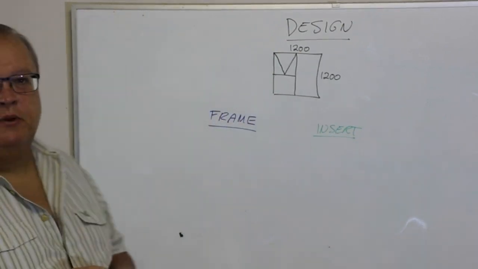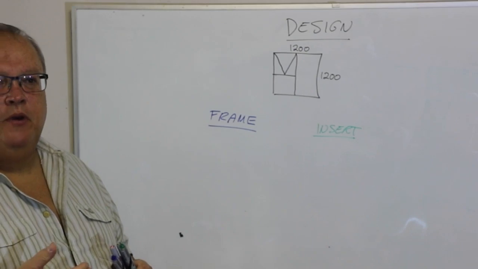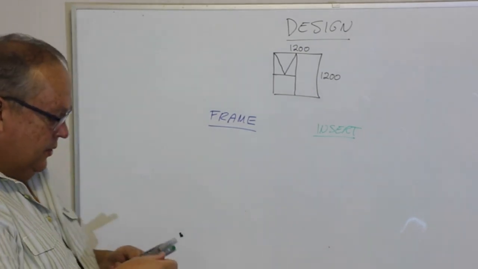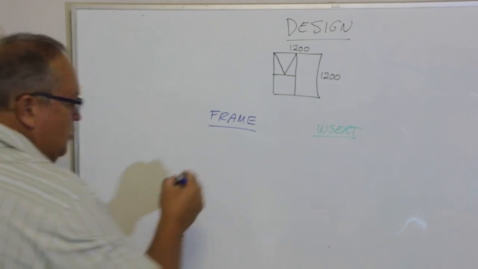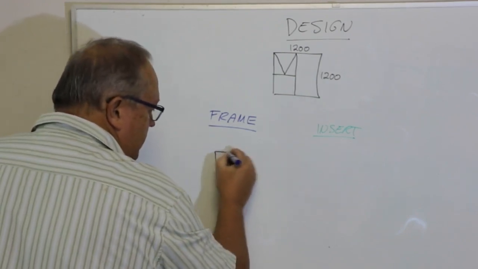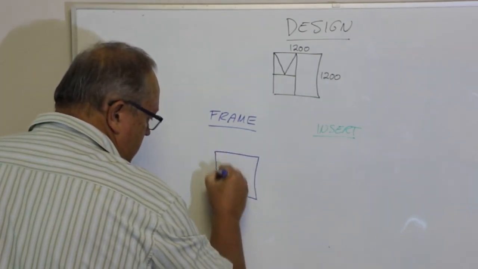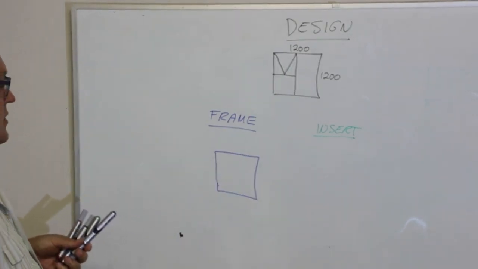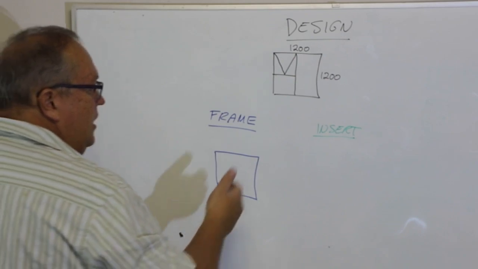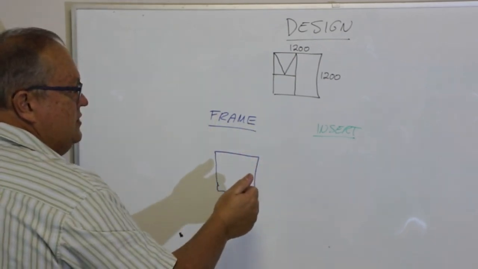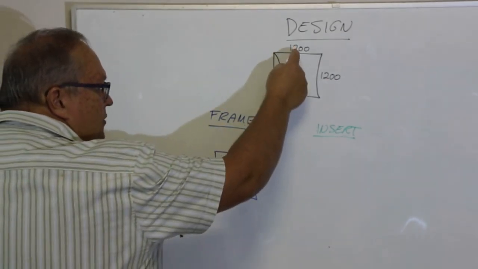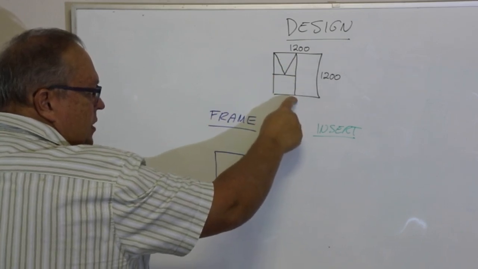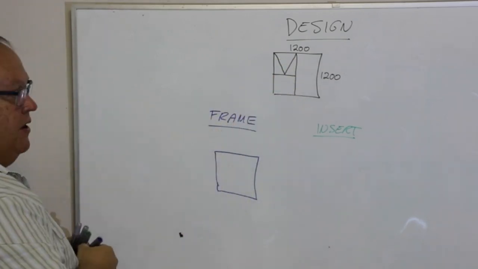Now, how do we determine which part of this design is the frame and which part is the insert? Well, it's quite simple. The frame is all the way around the outside. And there I like to think of a picture frame. We all know what a picture frame looks like. And then any mullion or any transom that runs all the way from the one side of the frame through to the opposite side of the frame forms part of that frame.